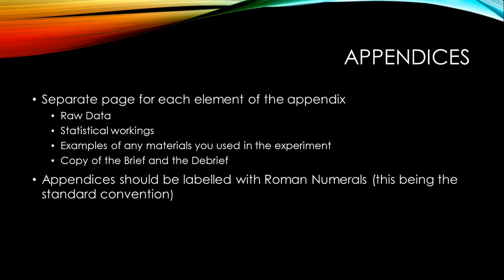Or the Roman numerals bit there, so for example the raw data might be page I, statistical workings, page II, examples could be page III, page IV, however many examples you've got. And you just use Roman numerals for those pages, and then when you are referring earlier on in your report saying, oh, see raw data on page I, you always write it in the Roman numeral. That's just a standard convention. I don't know why, to be honest, Roman numerals, but that's just the standard convention. Probably a hangover from the days of classical education.